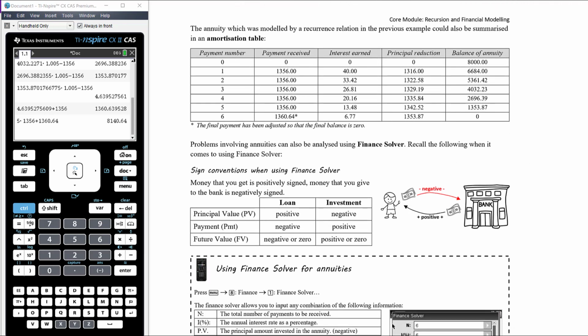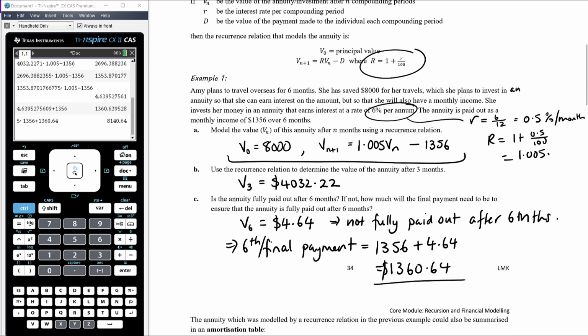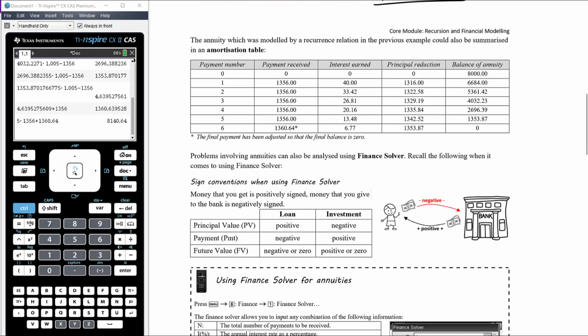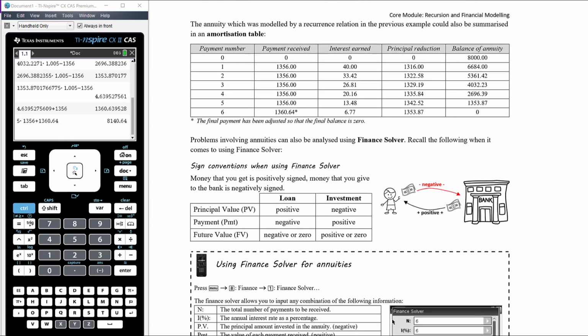Let's have a look at an amortization table example. So the annuity that we just showed in the previous example, Amy's holiday, can also be summarised in the amortisation table below. We look at the payment number, the payment that was received, the interest that was earned by the individual, and the principal reduction, and the balance of the annuity. So we start off with a balance of 8,000. We withdraw a payment of $1,356.